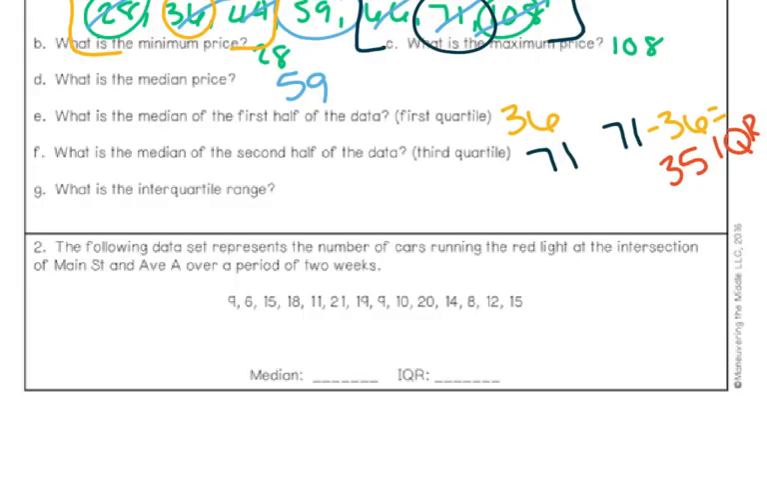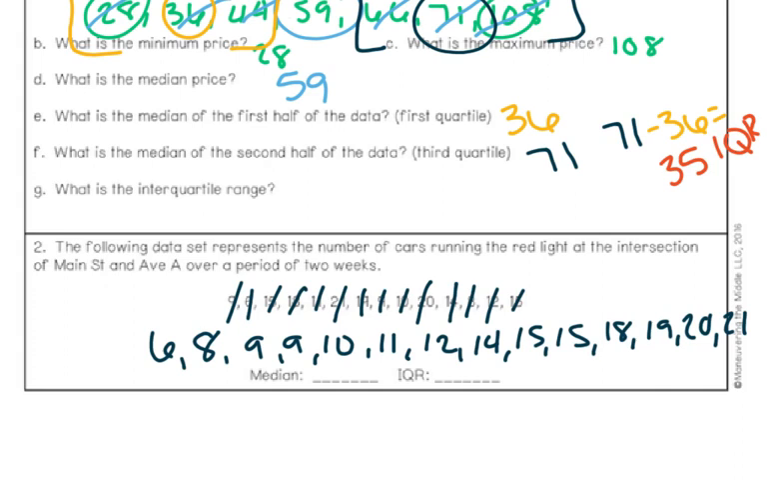Let's go ahead and look at number 2. Number 2 says the following data represents the number of cars running the red light at the intersection of Main Street and Avenue A over a period of 2 weeks. And you can see the number of cars listed there. I want you to go ahead and pause and put those numbers in order from least to greatest. Now that they're ordered from least to greatest, you've got to make sure that you have the right amount of numbers so that you don't leave one out. That would mess up finding the median and the interquartile range.